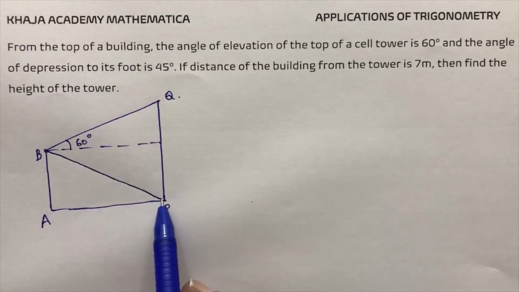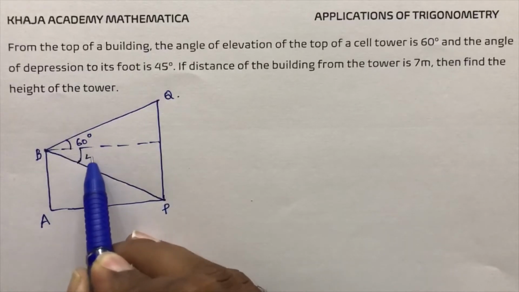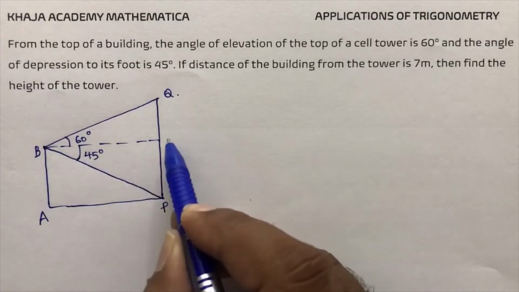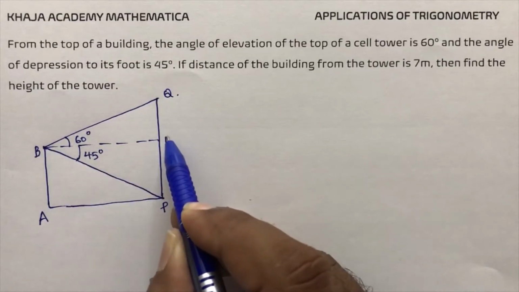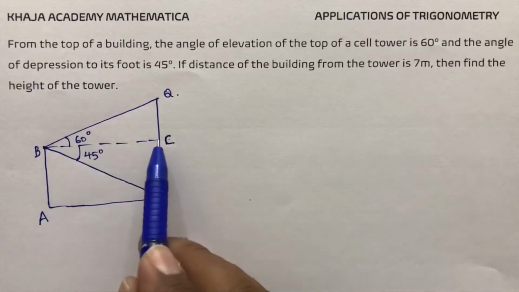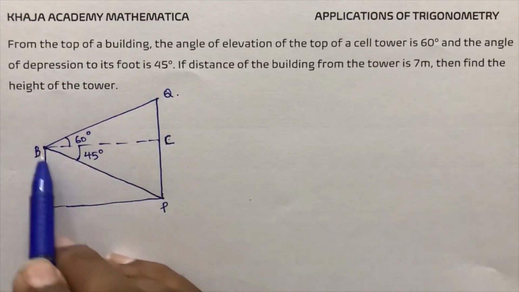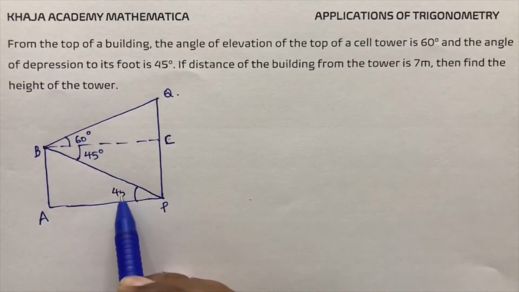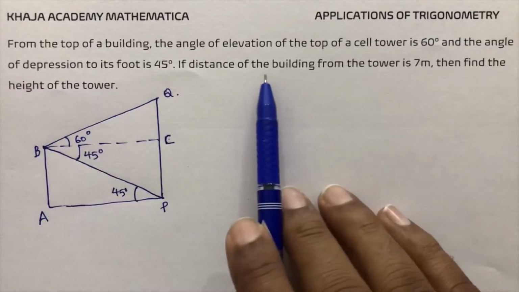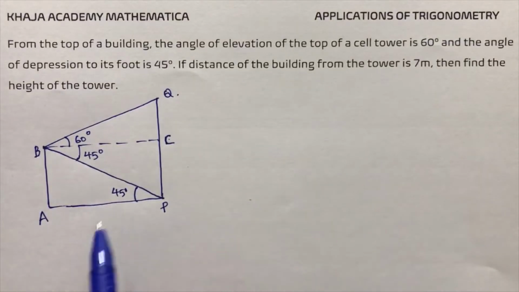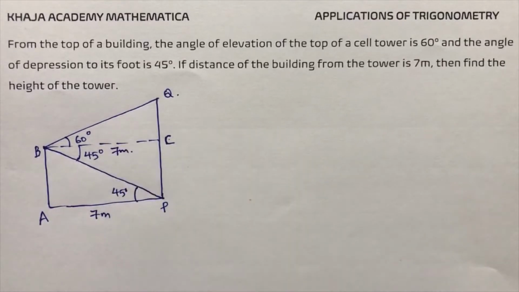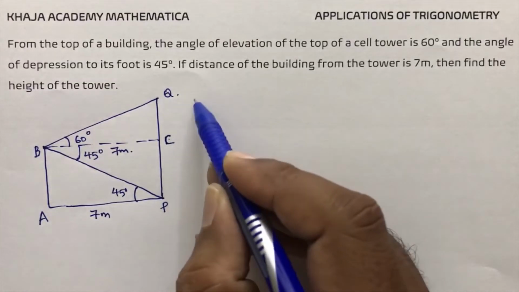And the angle of depression to the foot of the tower, depression means here this one, the angle of depression is 45 degrees. So if this angle you consider as C, angle CBP equals angle BPA, interior alternate angles. So this also will be like 45. Okay. And they told if the distance of the building from the tower is 7 meters, this distance is 7 meters, then find the height of the tower. So we need to find this height of the tower.